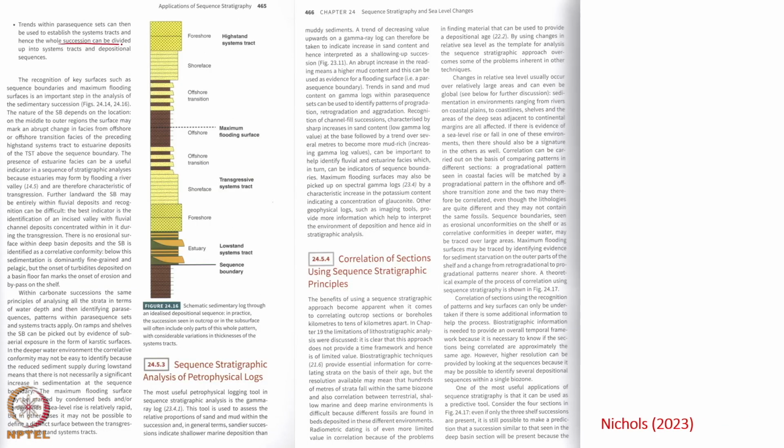Finally, the whole succession can be divided into systems tracts and depositional sequences. So, here is a graphic presentation: the sequence boundaries identified, then the lowstand systems tract, then the foreshore, then the shoreface, transgressive systems tract, offshore transition and then maximum flooding surface, then offshore transition, shoreface and the highstand systems tract. So, starting from the lowstand systems tract, passing through the transgressive systems tract, passing through the maximum flooding surface and then the highstand systems tract can be recognized in the succession.